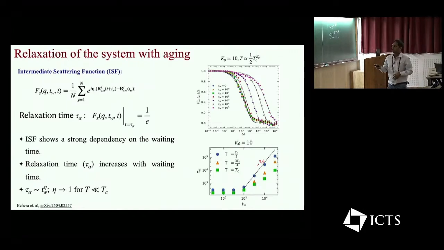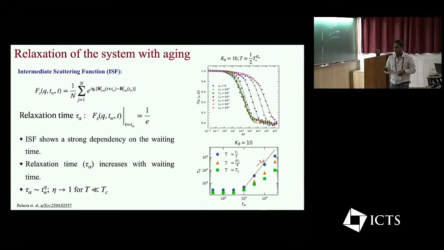You can fit this curve to a stretched exponential and obtain the relaxation time, which is when this function reduces to the value 1 over e. If you plot this relaxation time against the waiting time, you see that close to the transition temperature it varies sublinearly. But if you go much below this transition temperature, this tau alpha approaches a linear dependency with Tw, which is known as the simple aging regime.